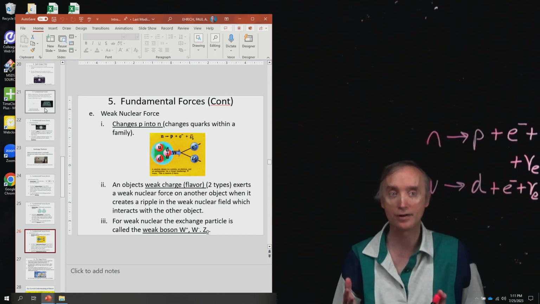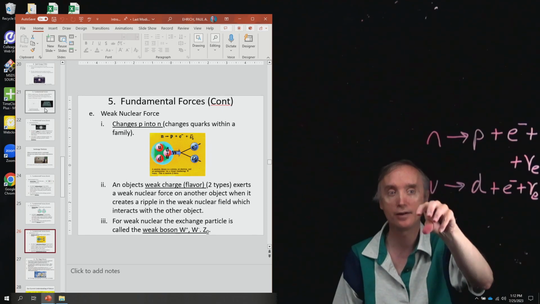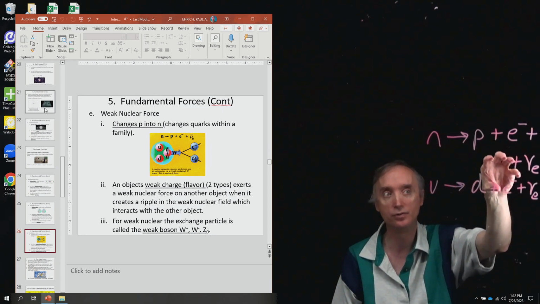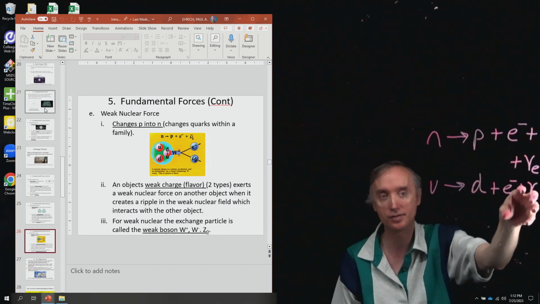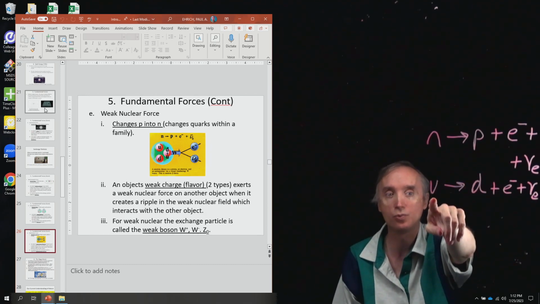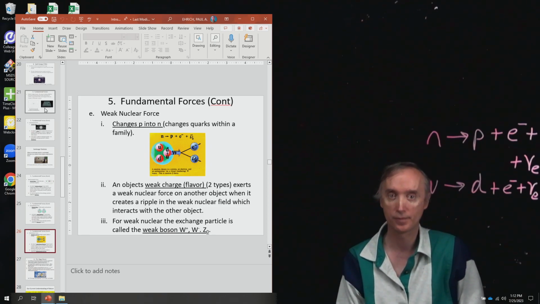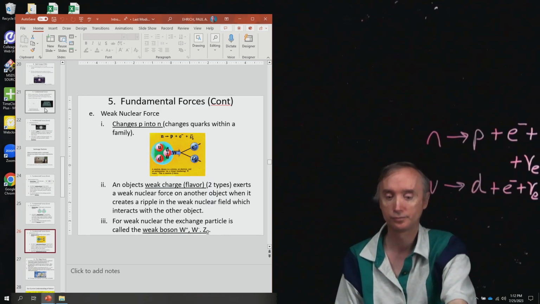So this is the reason why you need to have both quarks and leptons when you're describing what matter is. So the quarks make up matter, but the leptons, the neutrinos and the electrons, are necessary in order to change one kind of quark into another kind of quark. And then the particle that carries the weak nuclear force is going to be called a weak boson. And it's those W particles there.